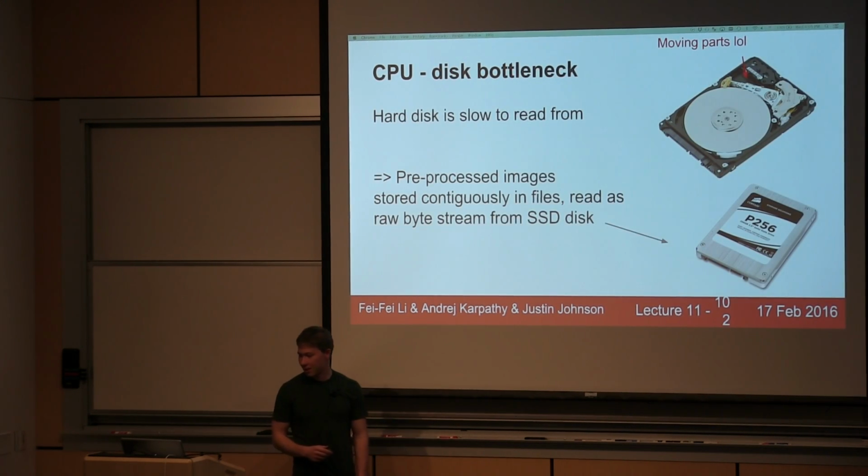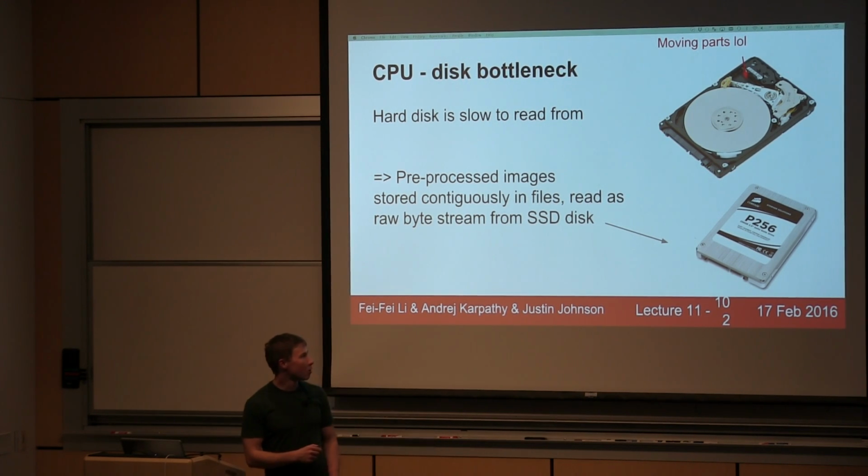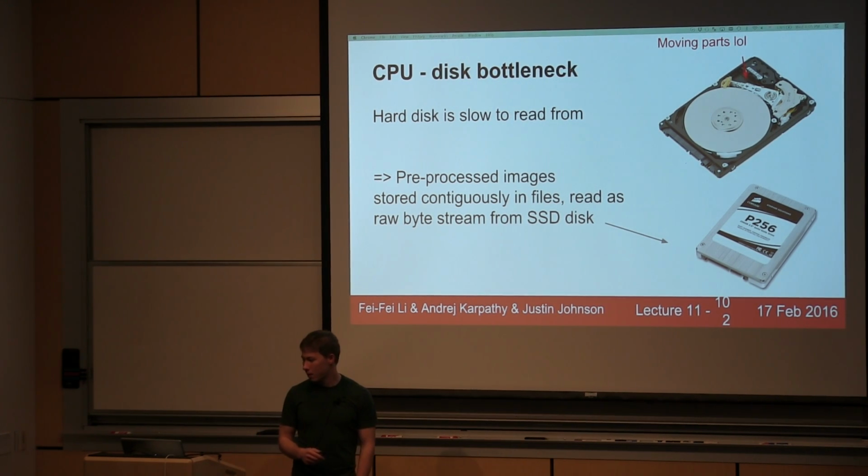Another problem is the CPU disk bottleneck. These things are kind of slow. They're cheap and they're big, but they actually are not the best. These are hard disks, but now solid state drives are much more common. The problem is that solid state drives are smaller and more expensive, but they're a lot faster, so they get used a lot in practice. One common feature of both hard disks and solid state drives is that they work best when you're reading data sequentially off the disk.